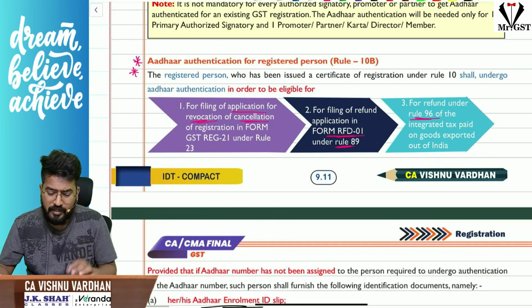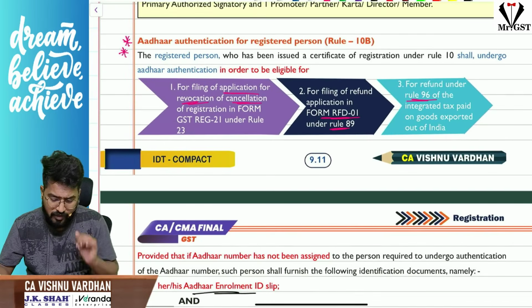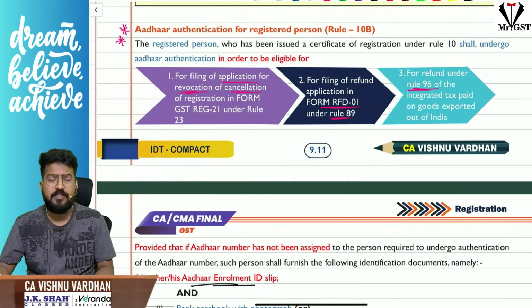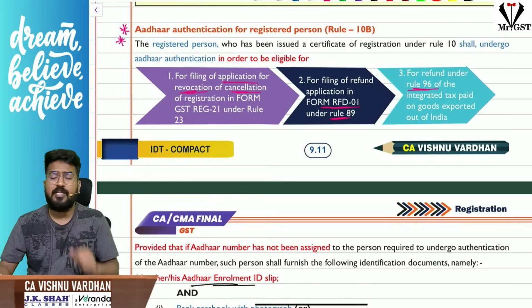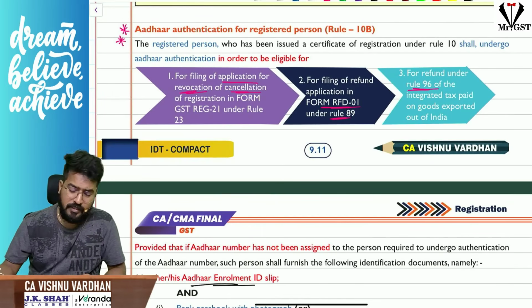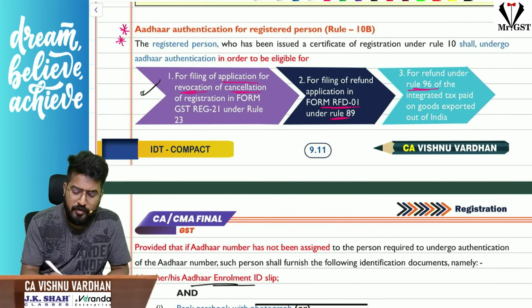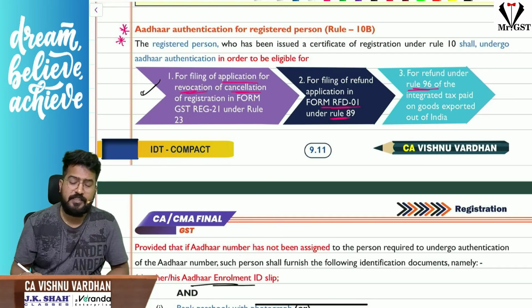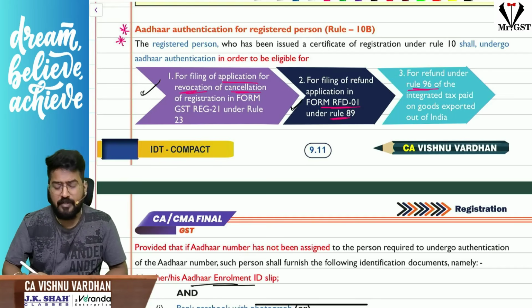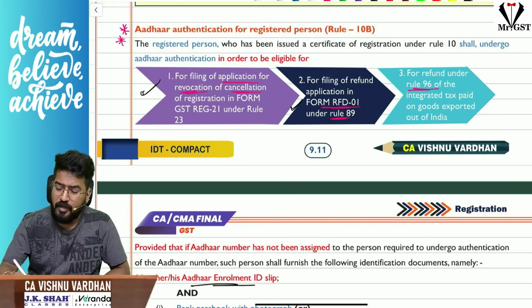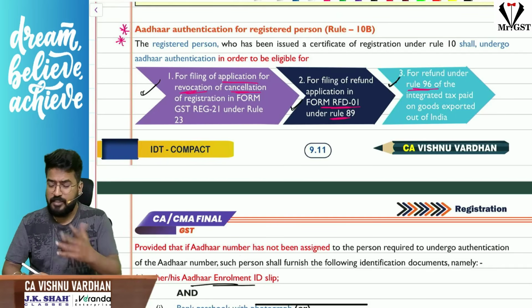And now Aadhaar authentication also, if you see, as I told you already, sir, if you are already registered but your Aadhaar authentication is not done, for you there are certain drawbacks. What are the drawbacks now? You cannot file the application for revocation of your cancellation, and you cannot file any refund application under Rule 89, and you can also not apply for any refund application under Rule 96.